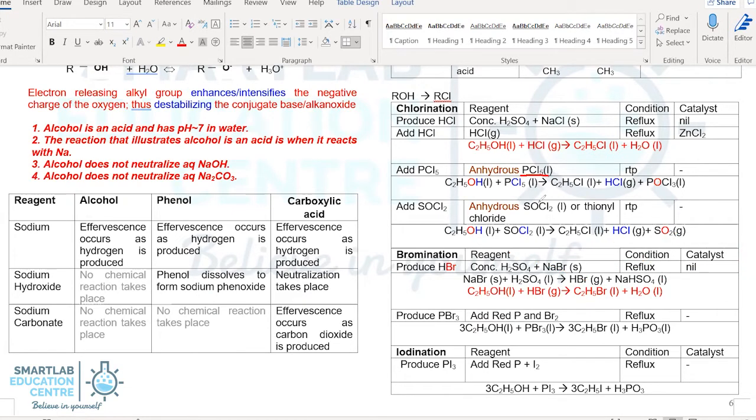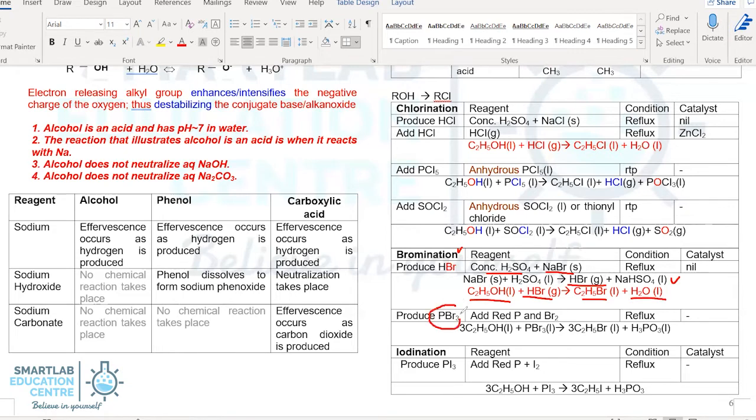For both PCl5 and SOCl2 that are used in this reaction as a reagent, we need to ensure that they are anhydrous, because both of them will hydrolyze and break down to form other compounds in the presence of water. Bromination. To replace the OH group with bromine, we could use concentrated sulfuric acid, again reacting with NaBr, and this is the chemical reaction that takes place. So you will produce your HBr, and the HBr will then react with your alcohol to produce your bromoalkane in this case, plus water molecules.